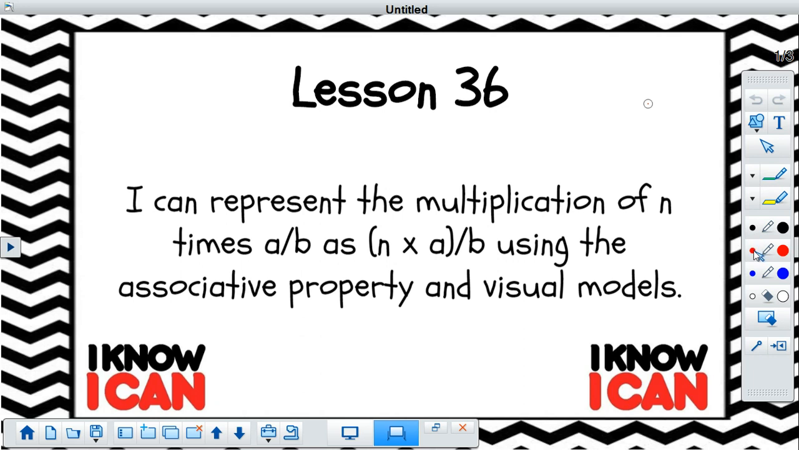So again, if you weren't here, this phrase, n times a over b written as n times a over b, seems complicated, but what that really means is a whole number times a fraction can be represented as that whole number times the numerator over the denominator. So we'll put that into practice today. And I think you'll see that it's very easy to turn our whole number times a fraction into an answer.